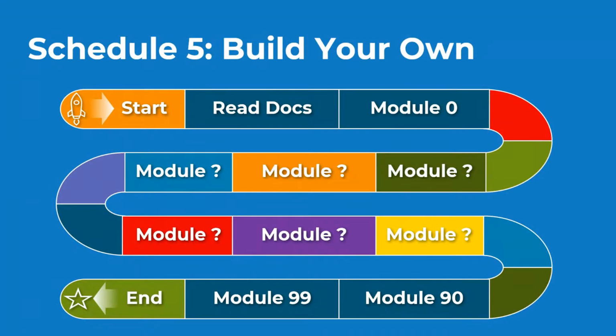Schedule 5. Build your own, okay? This is for those of you who feel that, you know what, I want to do this my way. I want to do this in my order. I have a specific way that I prefer to do things. For example, maybe you say, I prefer to read documents first and then watch the lessons, okay?